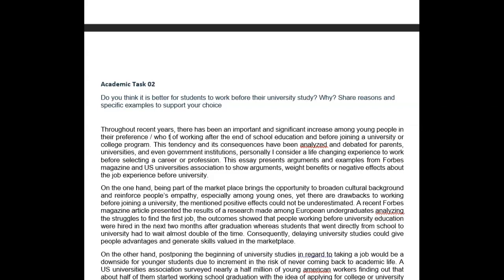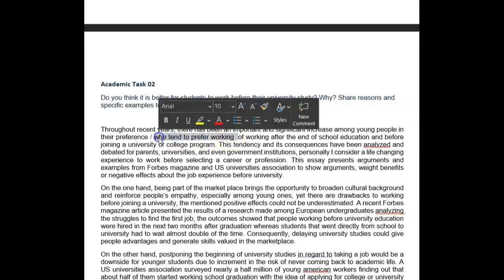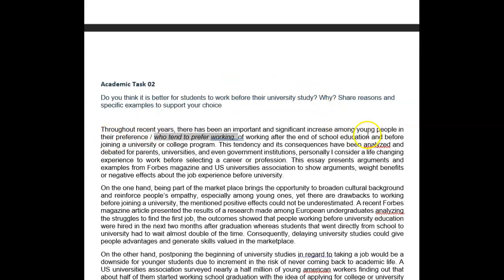Or who tend to prefer working. Okay, that's an alternative. Who tend to prefer working, or their preference, because it's specifically referring back to them. But nice start. This tendency, or this trend even, and its consequences have been analysed and debated by parents, unis, and even government institutions. And I would stop there, because I know I like long sentences, but that's an important sentence, this one.